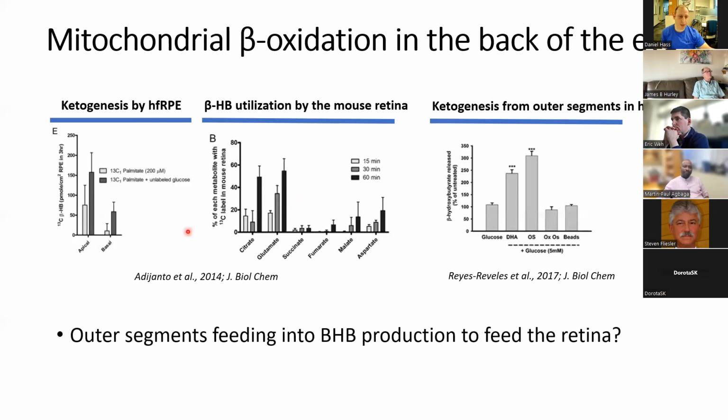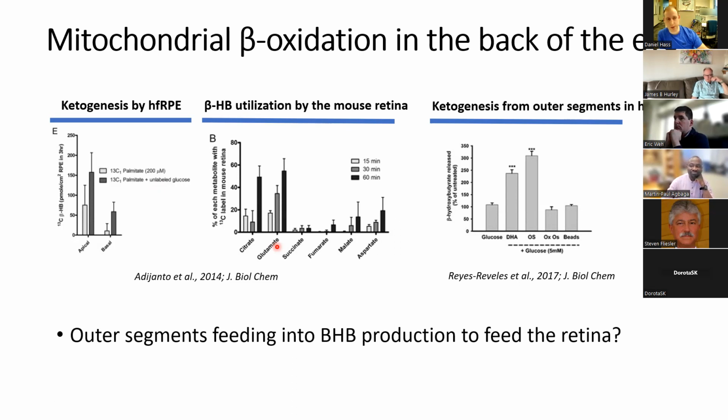So in this Adijanto paper, I have these two panels, and the one shows that if you provide labeled palmitate to RPE cells, human fetal RPE, they'll make beta-hydroxybutyrate. And they'll do it regardless of whether there's glucose there, but glucose seems to accelerate the formation of beta-hydroxybutyrate. And that's labeled from the labeled palmitate. And then in this middle panel, you have retinas fed with labeled beta-hydroxybutyrate, and you can see that beta-hydroxybutyrate is incorporated into metabolism in the retina.